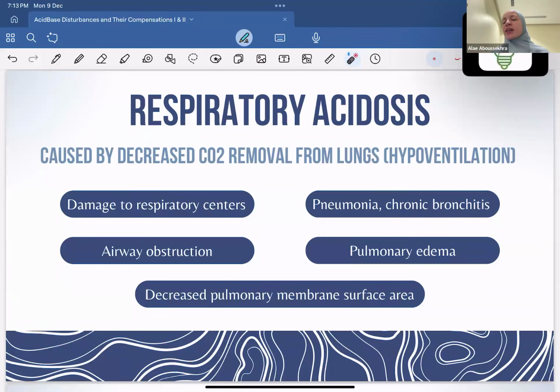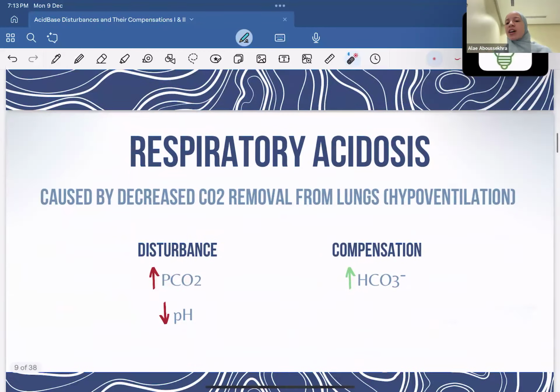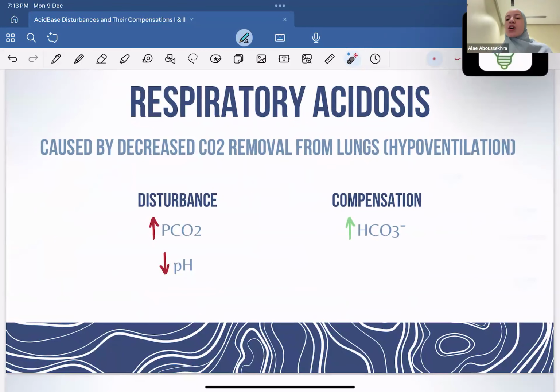We can also have asthma. Asthma could also cause respiratory acidosis. So yeah, let's look at the actual disturbance and what actually happens. So basically, the disturbance is that we said we have decreased removal of CO2 from the lungs. So CO2 is going to accumulate. So that means CO2 is going to increase. And we said, let's remember ROME. So respiratory opposite. So the disturbance is increased. CO2 is increasing. So the pH change needs to be in the opposite direction. So you're going to have a decrease in pH.